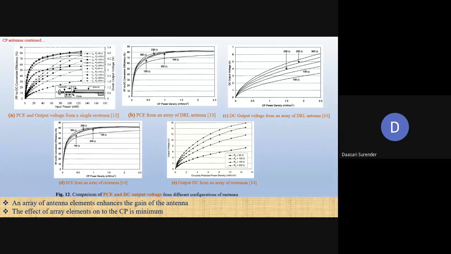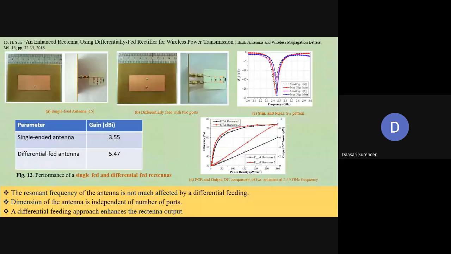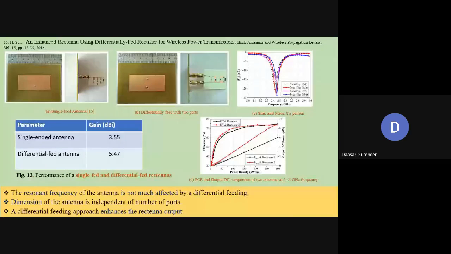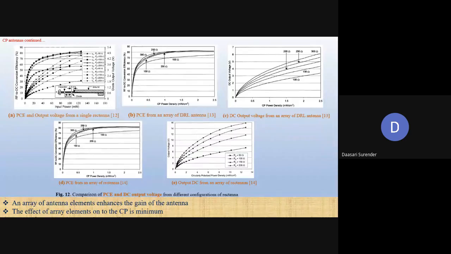So in this, by using the second work, an array of antenna elements, since the gain was increased, the power conversion efficiency is increasing with the increasing input power density. And here the DC output voltage, in the first case, by using a single rectenna element, the maximum voltage offered is 4.8. But here the maximum output voltage offered is 6 volts. So from this we can conclude that by increasing the gain of the antenna, the output power is increased.